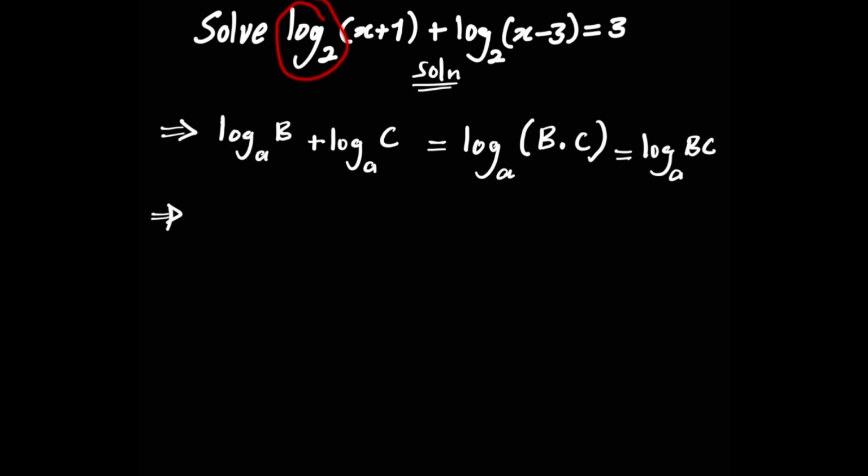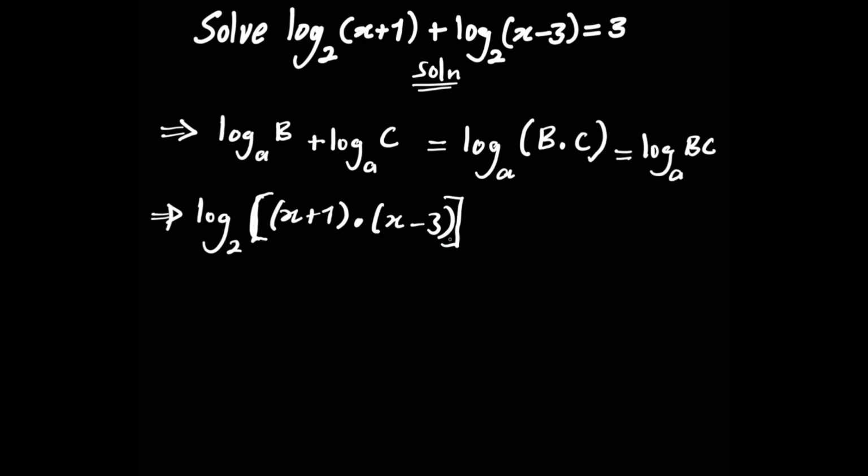Our base is 2, so we are going to maintain log base 2, then we open our bracket according to this property that we just discussed. The first term is x plus 1, then we are going to multiply it by the second term, which is x minus 3. So (x plus 1) multiplied by (x minus 3) is equal to 3.